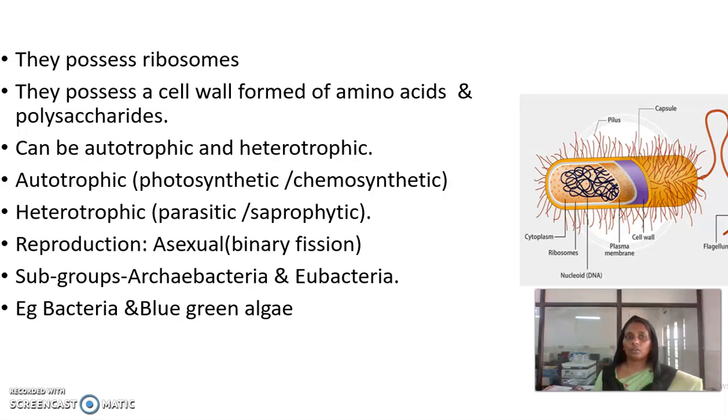And they may be either autotrophs or heterotrophs, and these autotrophic forms may be photosynthetic or chemosynthetic forms. Then heterotrophs may be either parasites or saprophytes. And the mode of reproduction is mainly asexual, that is mainly by binary fission. Then the main subgroups are archaebacteria and eubacteria. Examples are bacteria and blue-green algae.